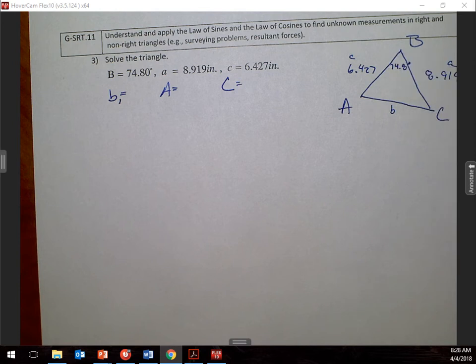Now, I drew the triangle and filled in what I had. Side, angle, side. And what is side, angle, side? Cosines. Law of cosines. Very good. So the law of cosines would solve for what letter here? Little b. Very good.